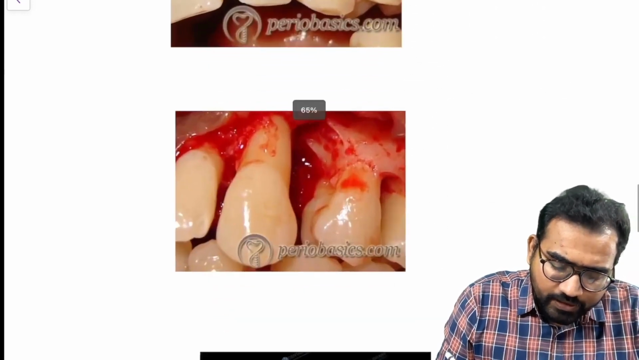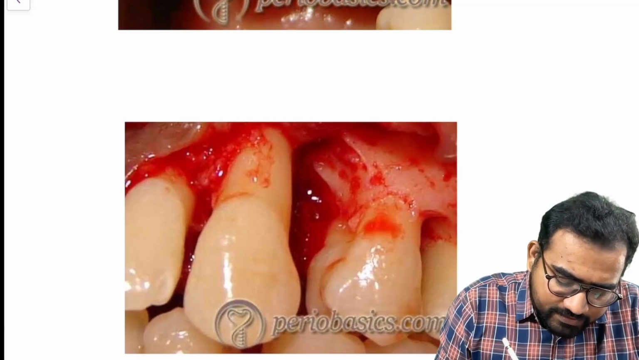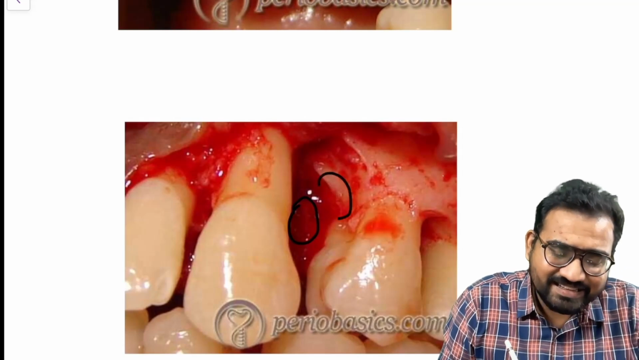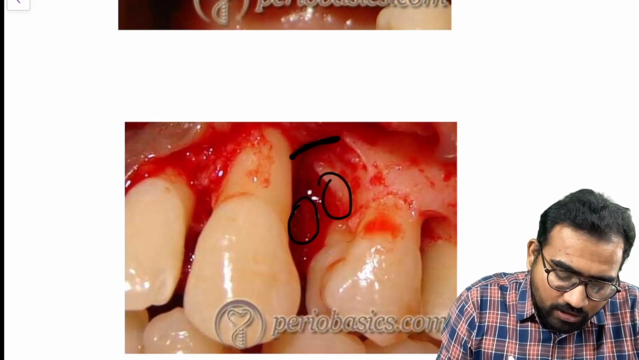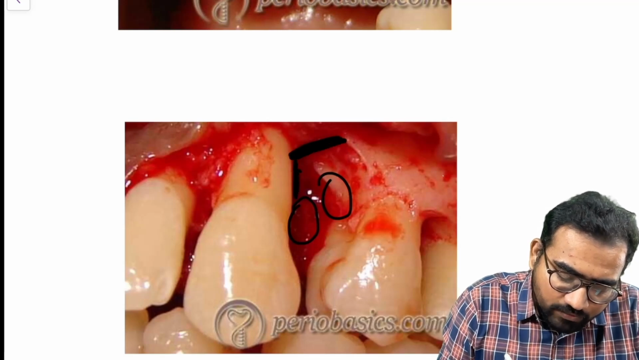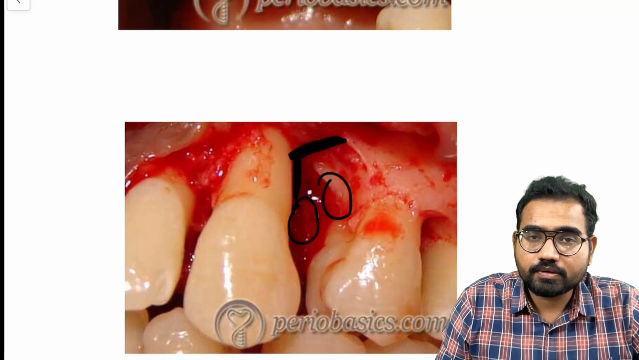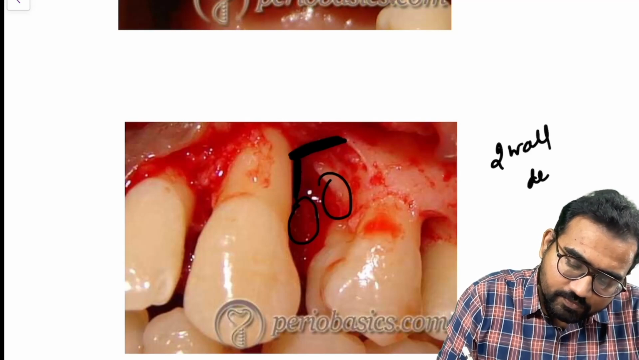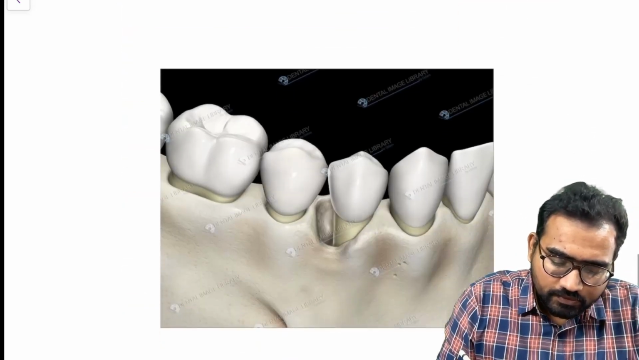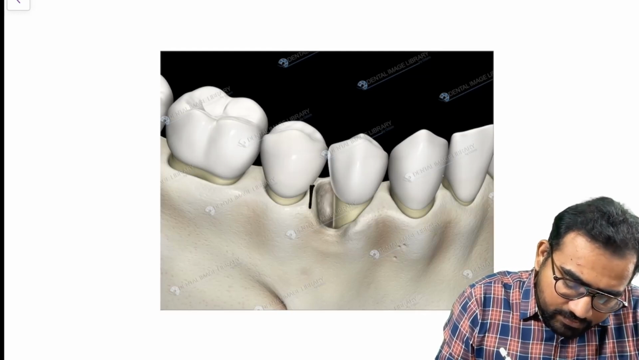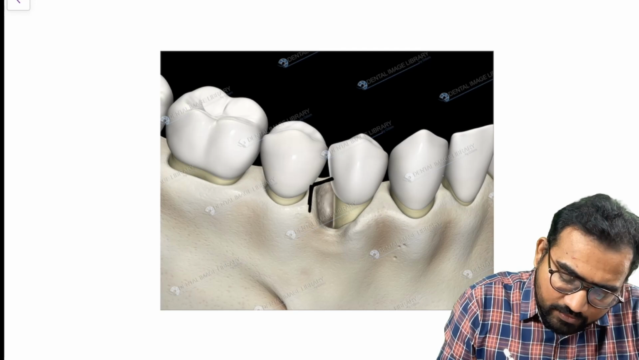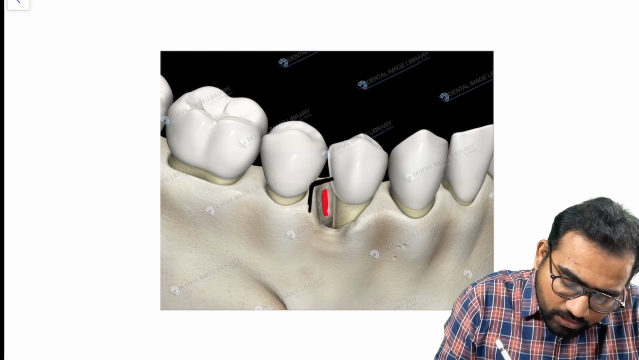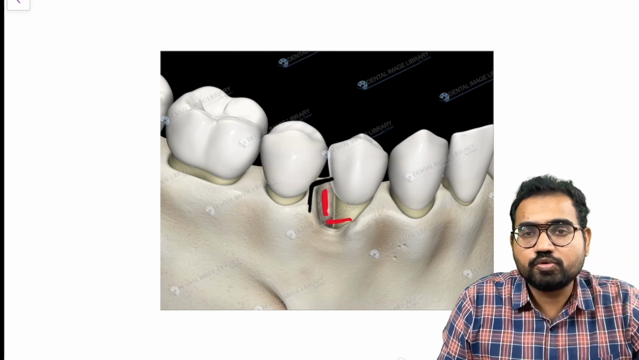Okay, now you take a look at this case. Here I can see palatal wall, I can see distal wall, but there is no buccal wall, there is no mesial wall, isn't it? So that becomes two wall defect. Okay, see, I'm having distal wall, I'm having lingual wall, but there is absence of mesial wall and buccal wall. Two wall defect.